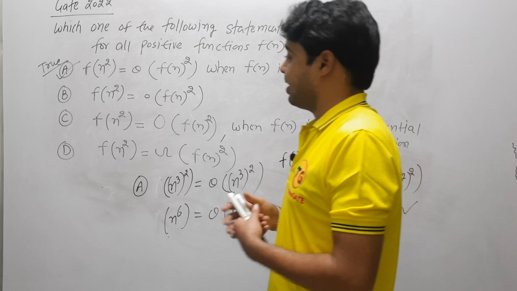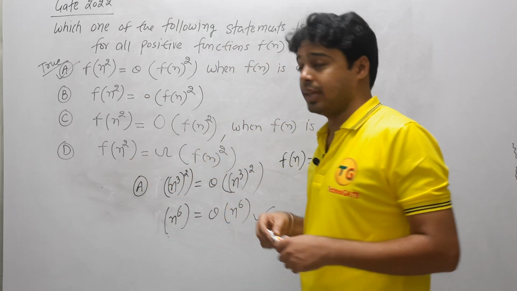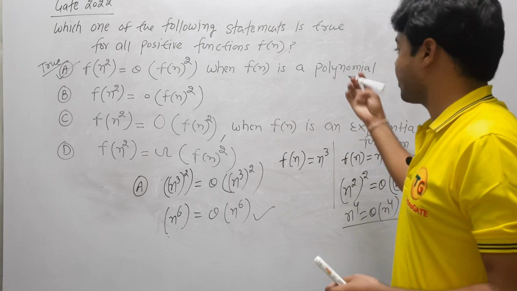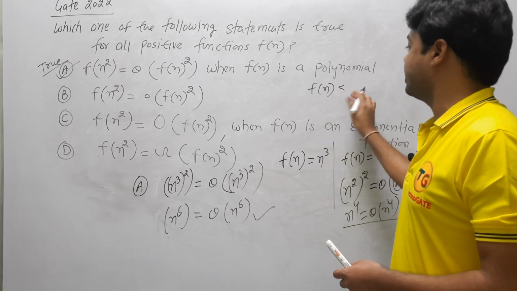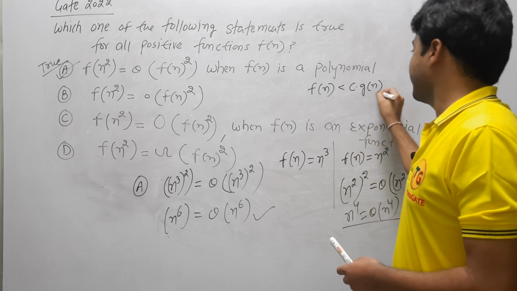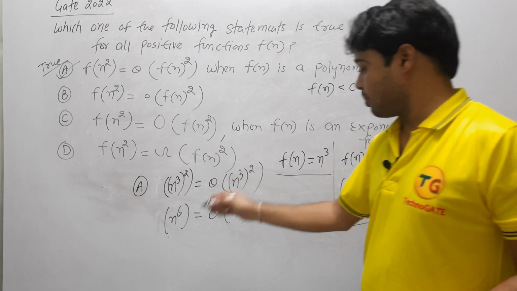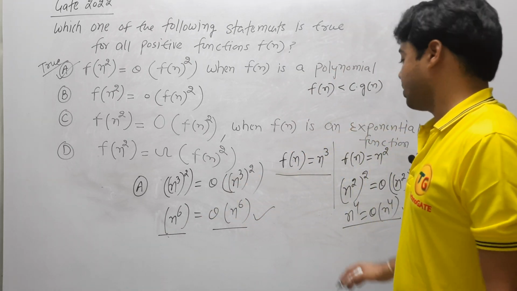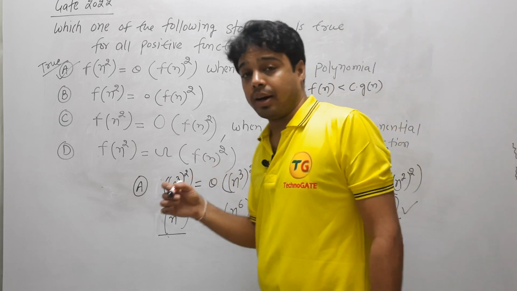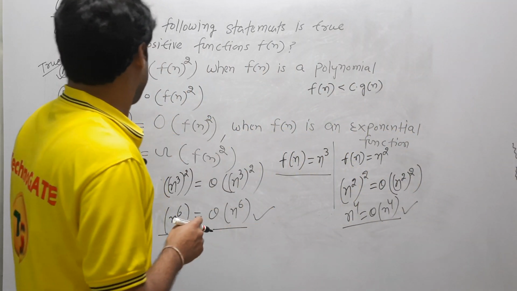Now B, we have to check B here. In B it is small o. In small o it is not valid for the equal to part, because what is the condition here? F of n less than only C dot g of n. So we never compare equal functions here. But if we take f of n is n cube, then both give the same value on LHS and RHS. Because it is showing the upper bound, that upper bound may be tightest or not tightest. So equal is not allowed here.